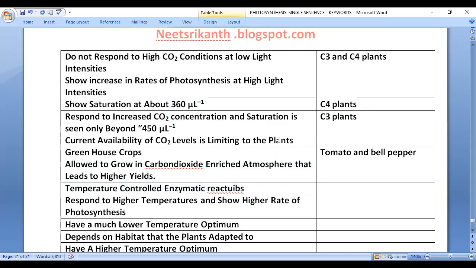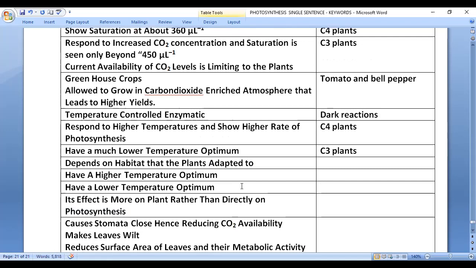Temperature controls enzymatic reactions, the dark reactions. C4 plants respond to higher temperature and show a higher rate of photosynthesis. C3 plants have a much lower temperature optimum, which depends on the habitat that the plants are adapted to.